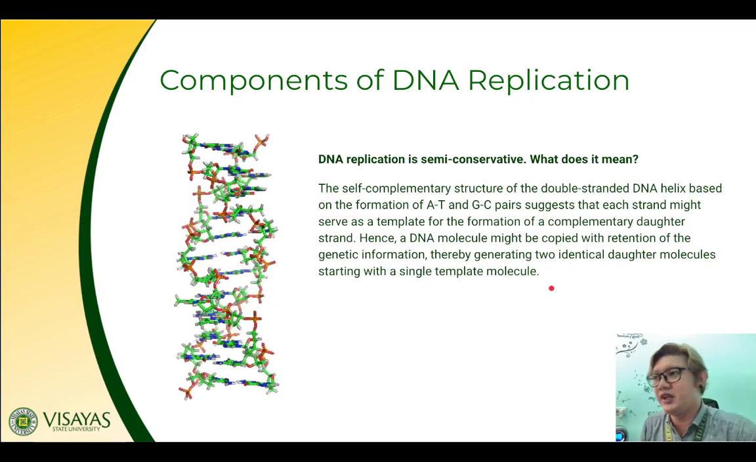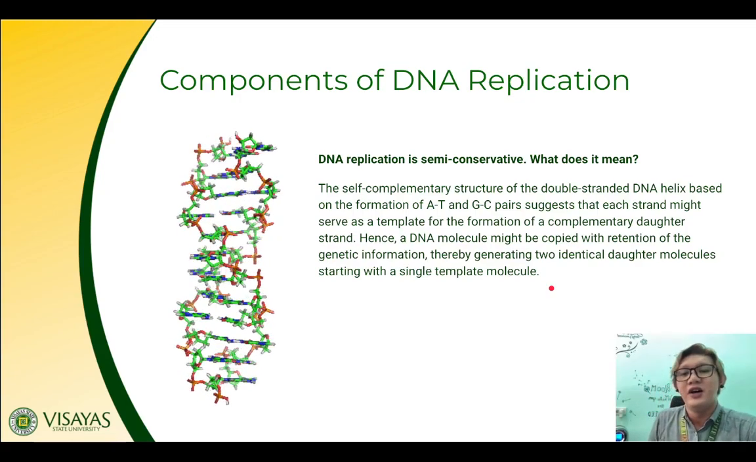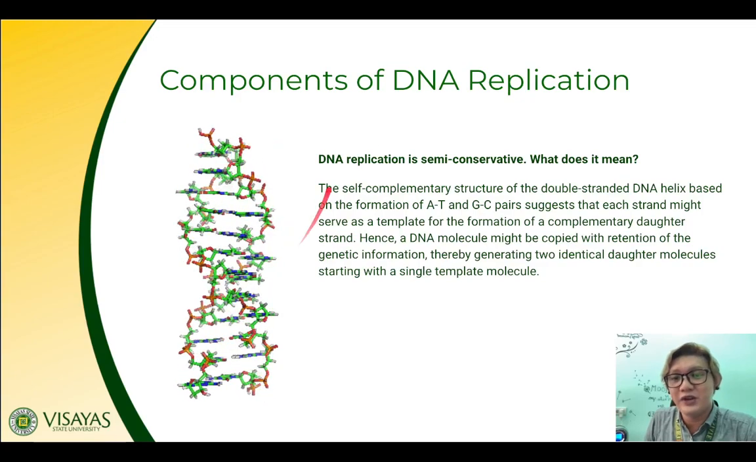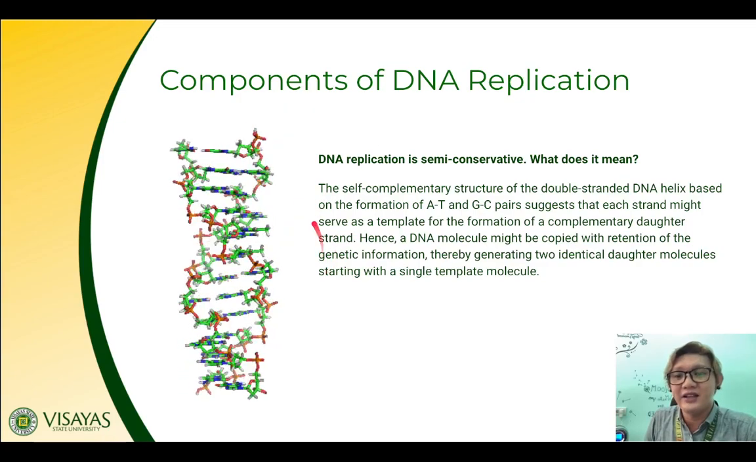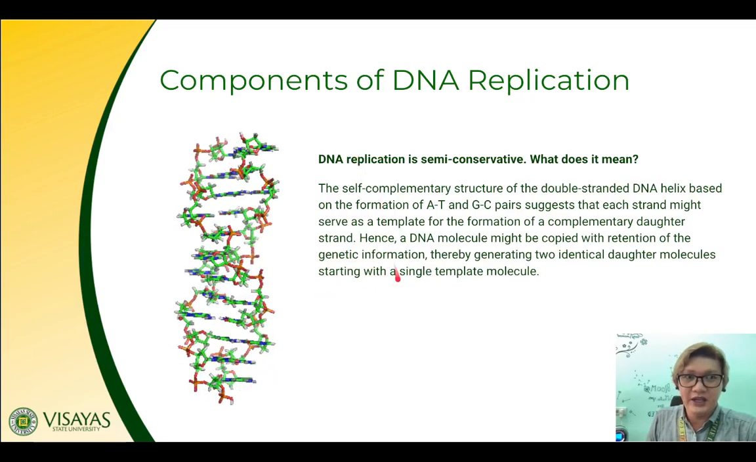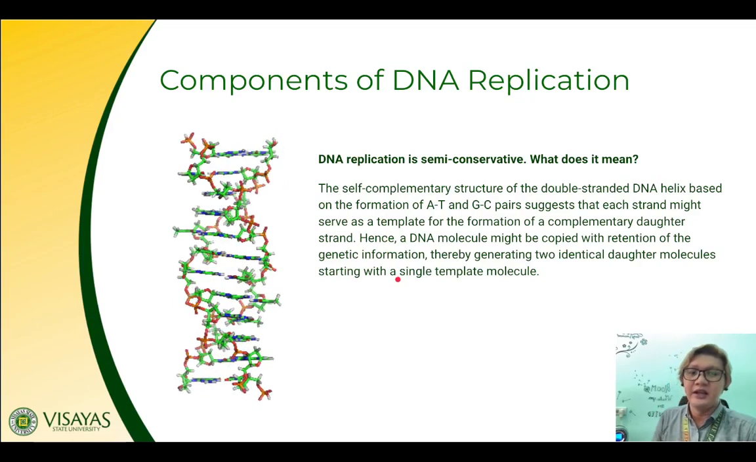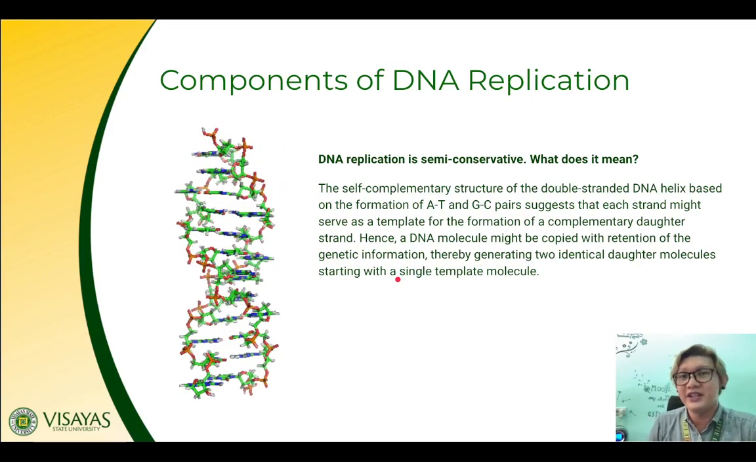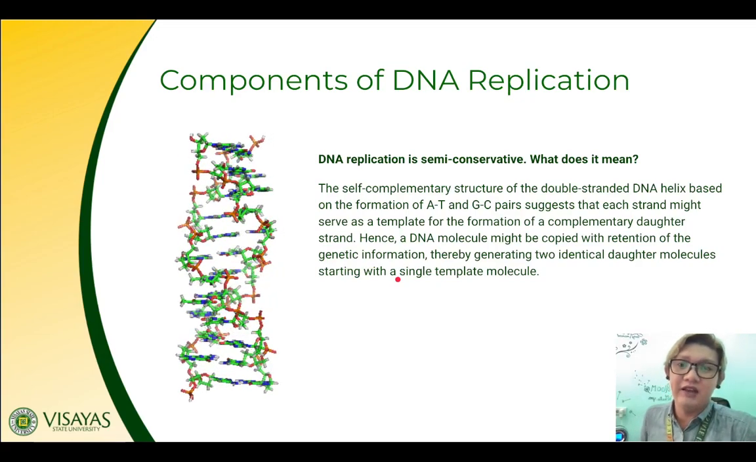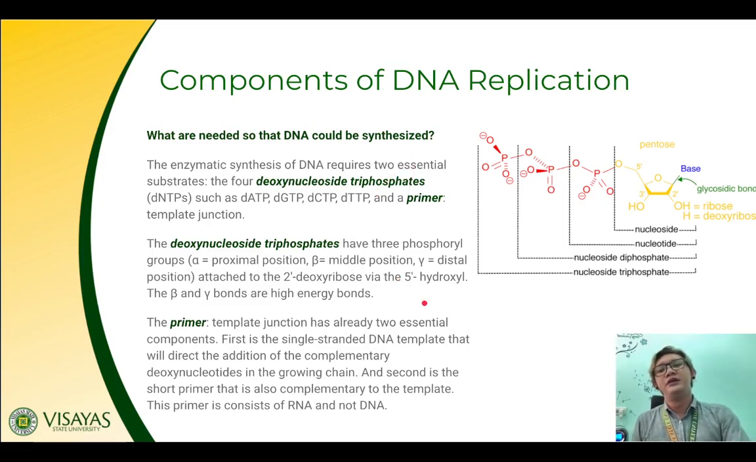So in simple terms, one strand provides a template for the synthesis of a new strand, so that at the end, when the two DNA molecules are formed, each copy of the DNA has an old strand and a new strand. So only one strand is conserved for each copy. That's why it's called semi-conservative.